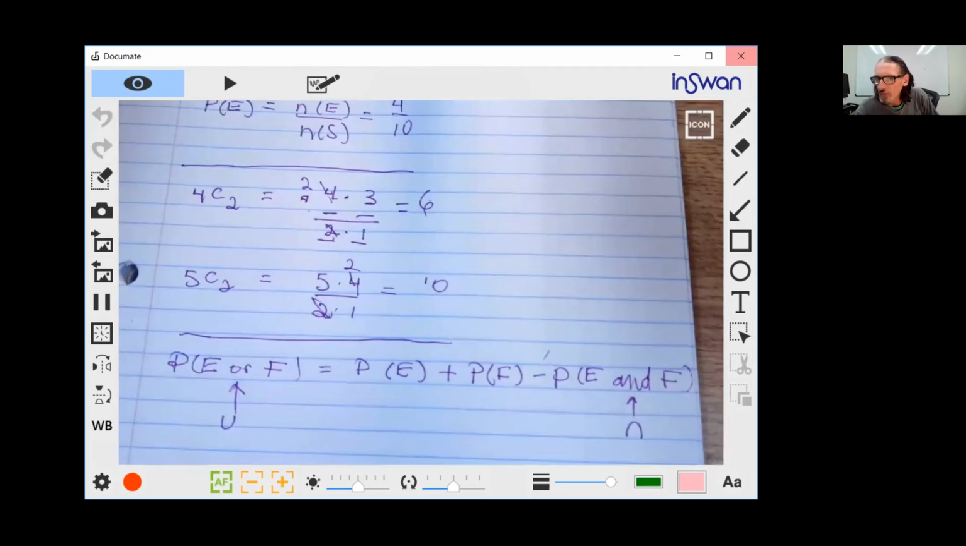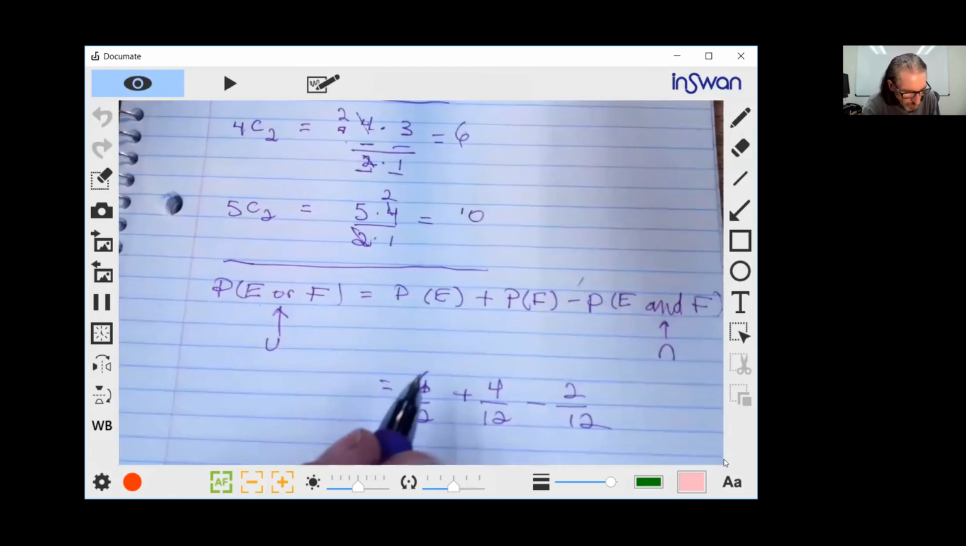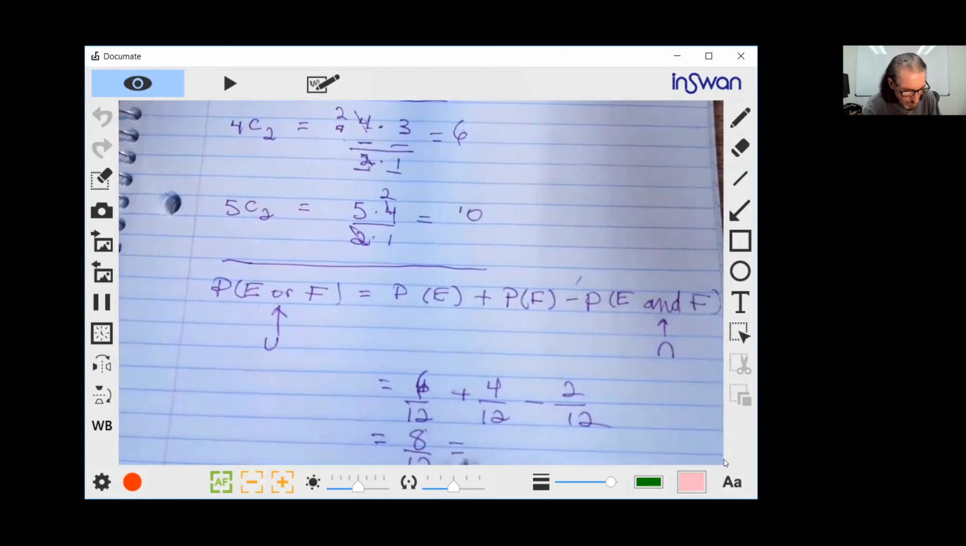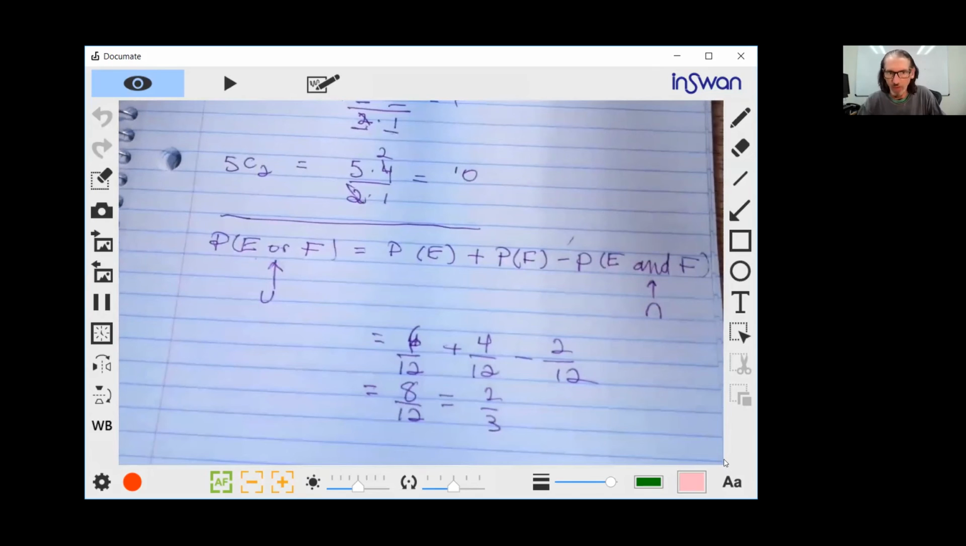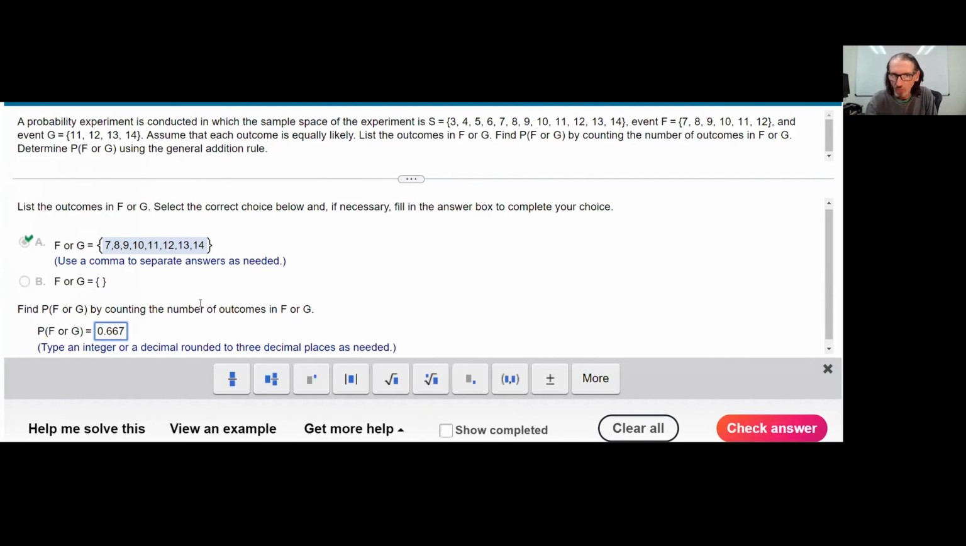And if we look back at our Venn diagram here for a moment, we had 6 of our 12 in all of F, 4 of our 12 in all of G, and then 2 of our 12 in the intersection. And so that also would have us looking at 8 over 12, dividing top and bottom by 4 to get 2 thirds, and that decimal then of 0.0667. I think they wanted three places. Let's double check that. Yes, so to the thousandths place.